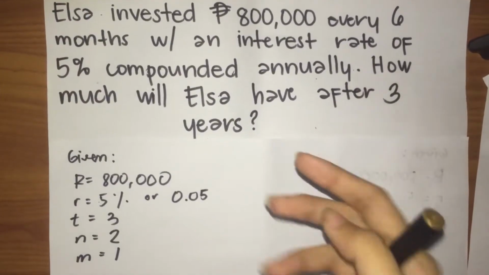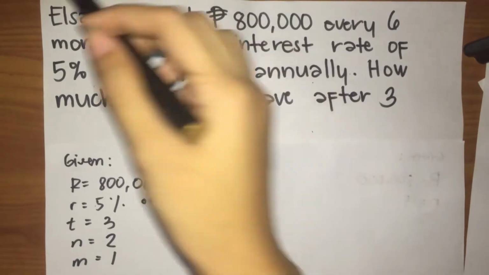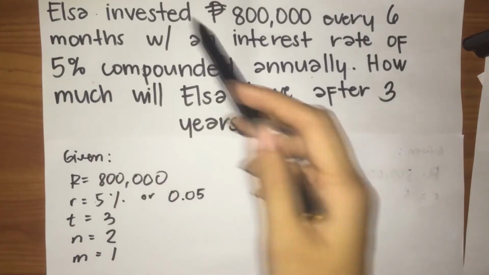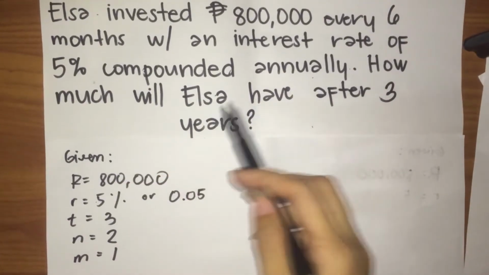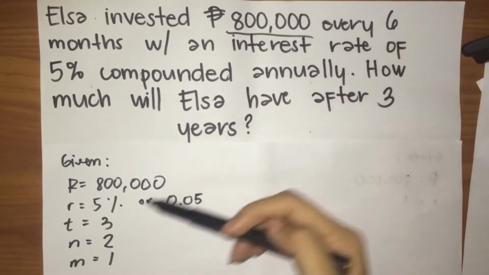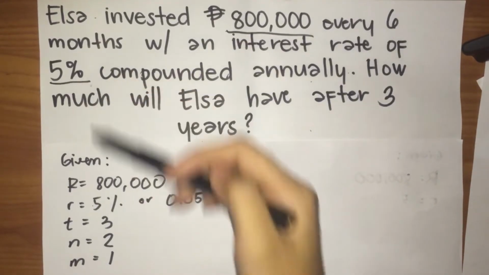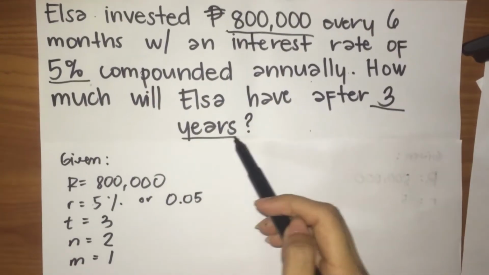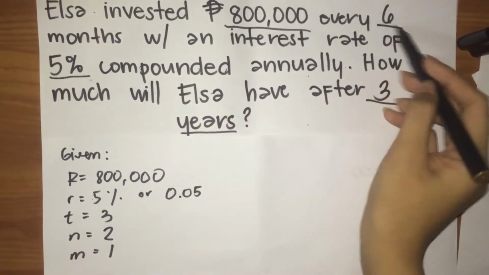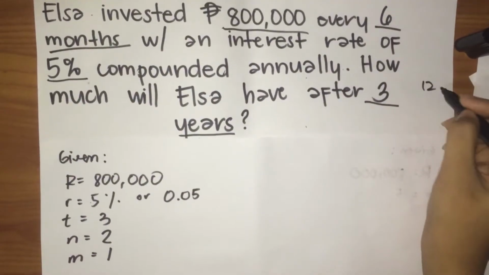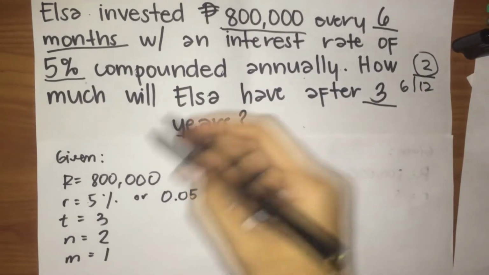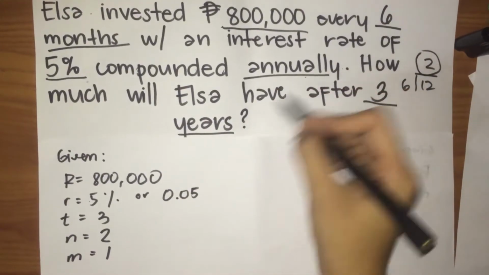So this is the second example for our general annuity. Elsa invested 8,000 pesos every 6 months with an interest rate of 5% compounded annually. How much would Elsa have after 3 years? So this is R given. R is equal to 800,000. Small r is 5% or 0.05. Time is 3 years. N is 2. You can see every 6 months, and we divide 12 by 6, so it's 2. And M is 1 because compounded annually.